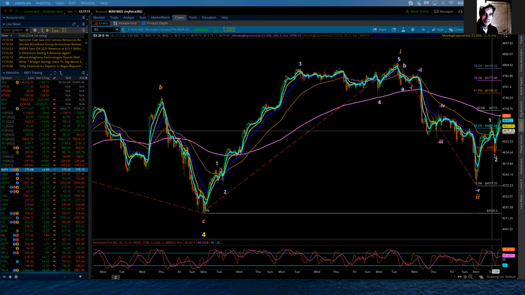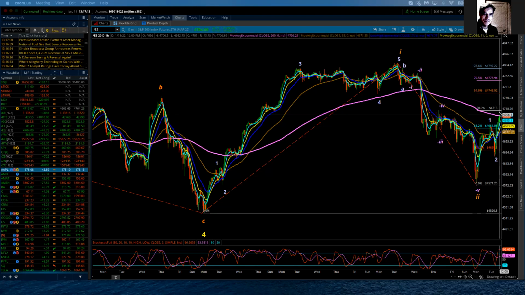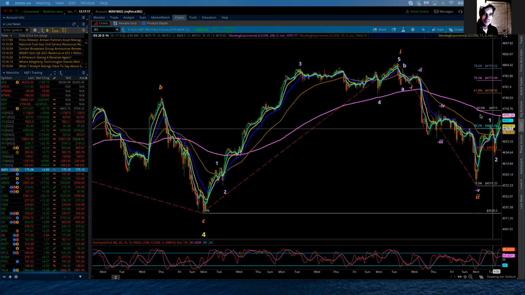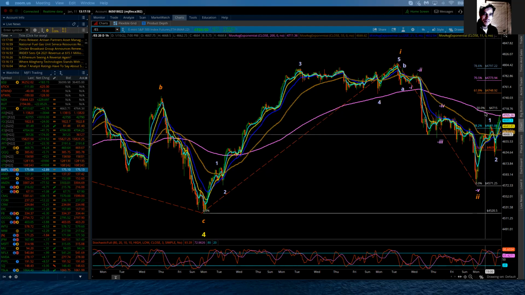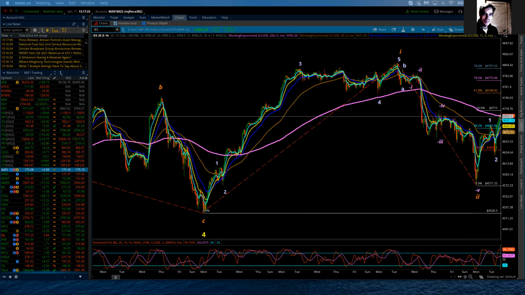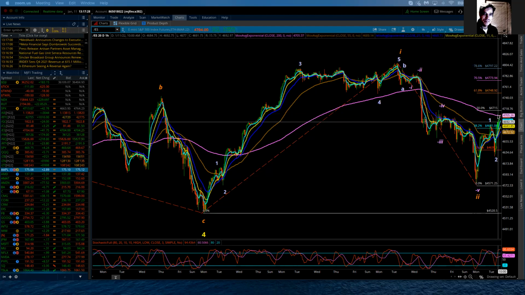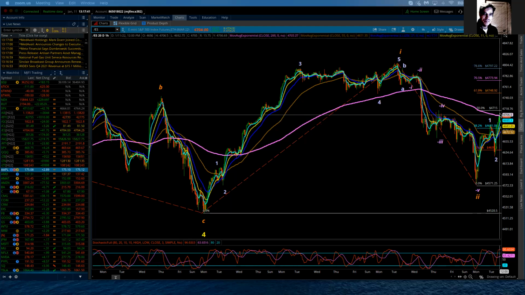So what I was looking for today was, of course, a continuation and getting up to the hourly 200 moving average. And it did that. In fact, it's flirting with it right now, which is perfect. So what I'm viewing that as is wave one of three. If we're in this third wave rally, then I think this area completed just wave one of three.